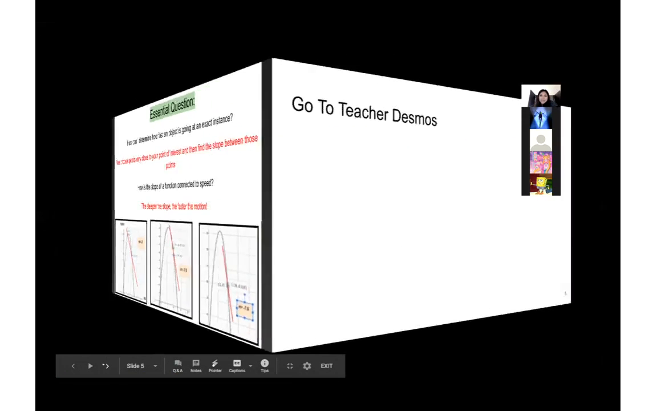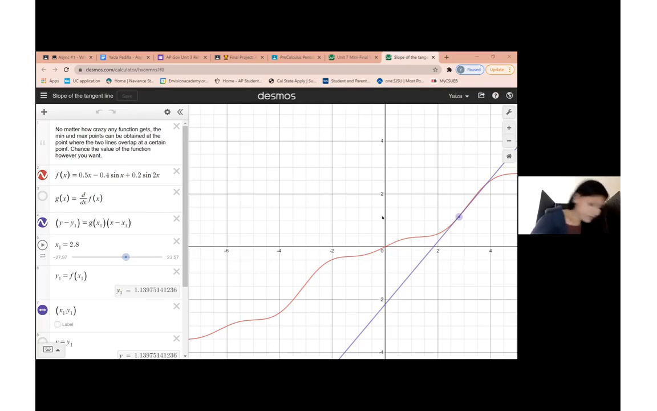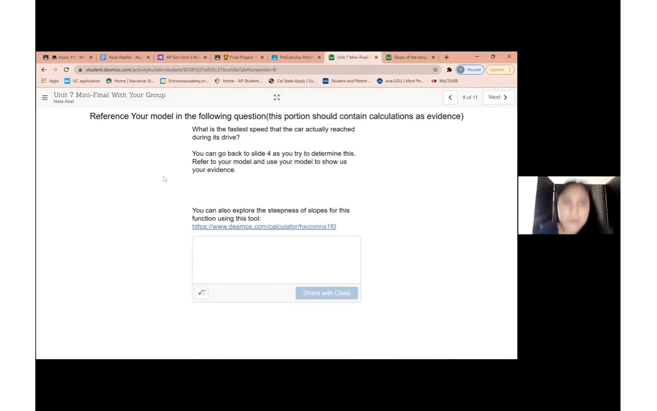Okay, awesome. So I'm going to go. Question number 8. We don't know how to do it. So which one? Yeah, we need help. Okay, can you brief me on where you all are at? What did you try? This one. What is the fastest speed that the car actually reached during its drive? You can go back to slide 4 as you try to determine this. Refer to your model and use your model to show us your evidence.